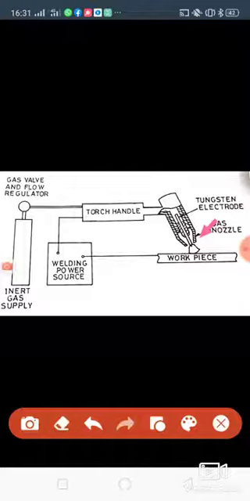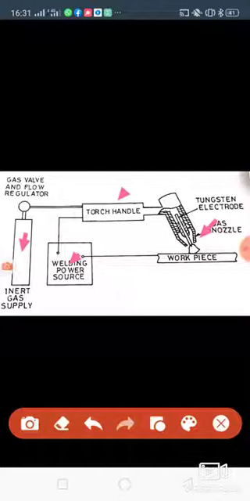So this is the schematic diagram of TIG welding. In this diagram, this is the inert gas. This is the welding power source. This is the torch handle, and this is the gas nozzle. And this is the workpiece.